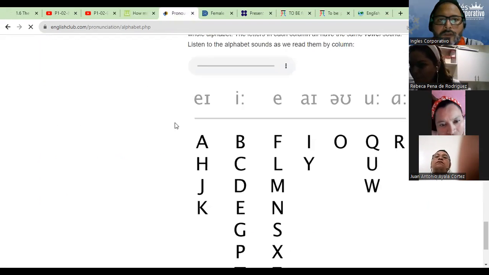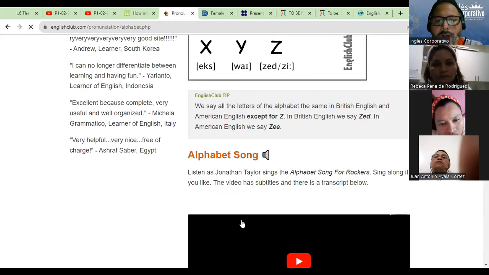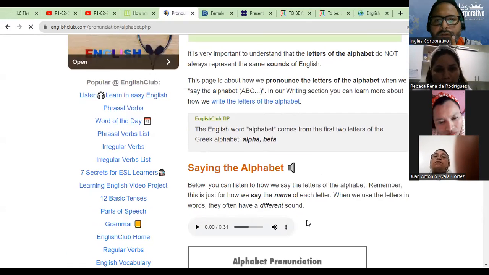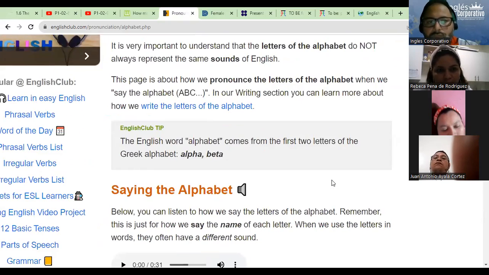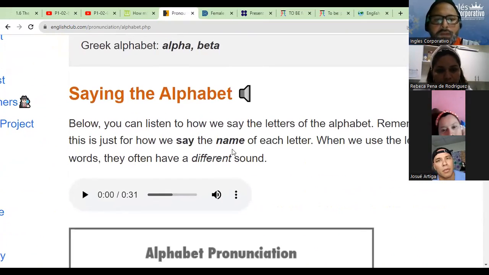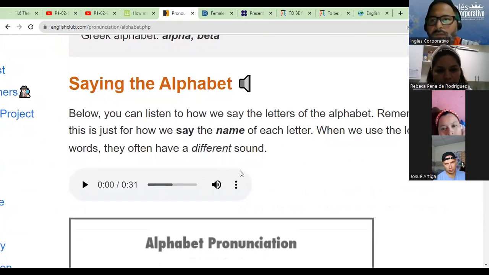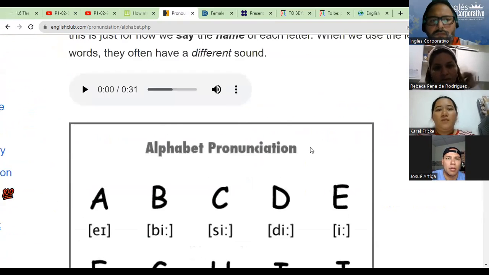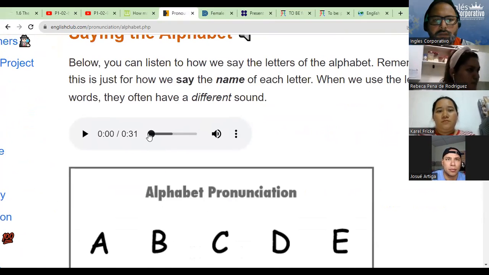Now, it happens also that we have the pronunciation over here. So in the pronunciation, we have it like the following. Please listen and repeat.